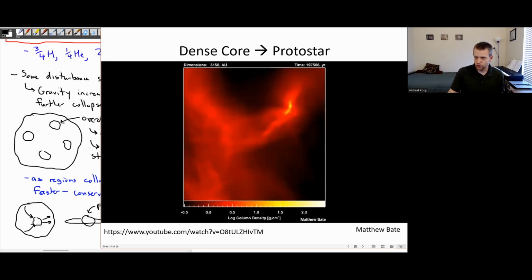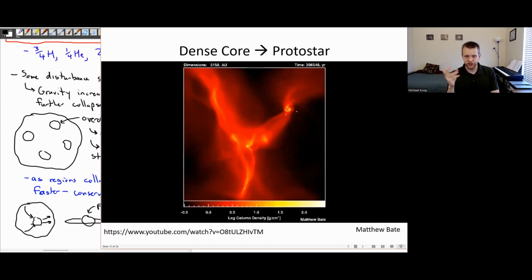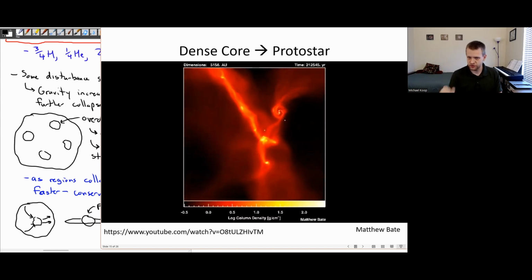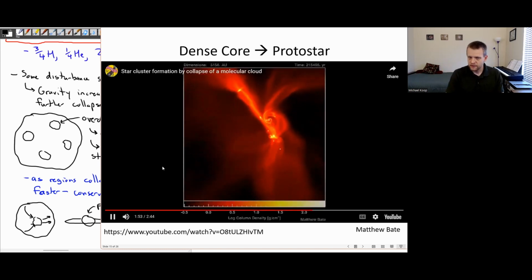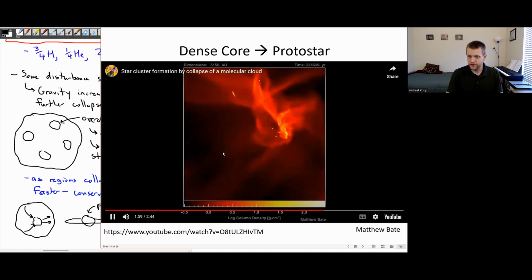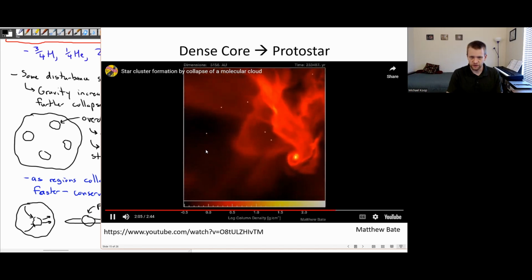So again, the things that we're looking at here are, instead of forming one giant star, we're forming lots of little stars. We're getting this rotation aspect that can form these disks around these protostars. And yeah, binary star systems are going to be very, very common. Again, this is over the course of, we're about 250,000 years into this simulation so far.